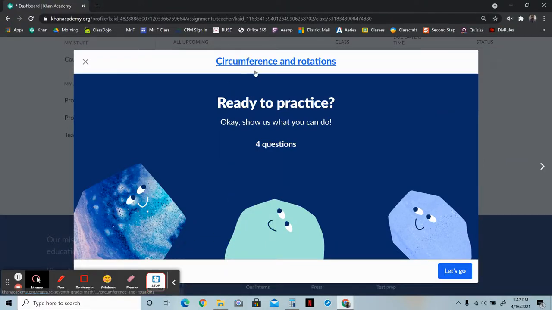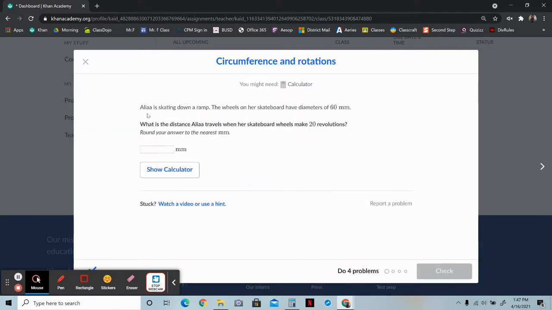This one is on circumference and rotations. All right, let's go. It says, Aaliyah is skating down a ramp. The wheels on her skateboard have a diameter of 60 millimeters. What is the distance Aaliyah travels when her skateboard wheel makes 20 revolutions?